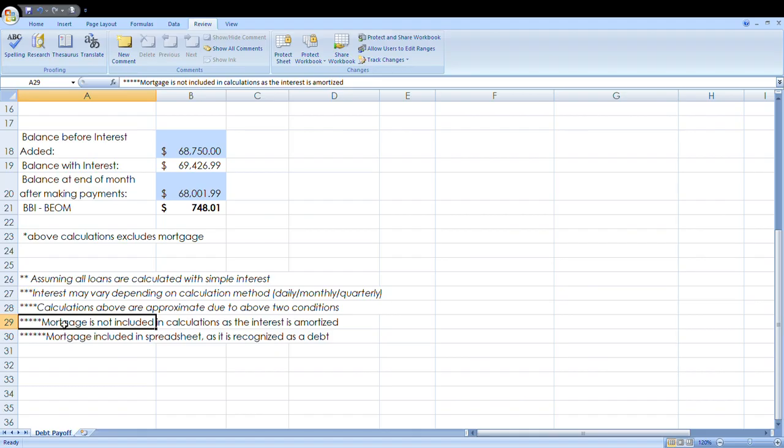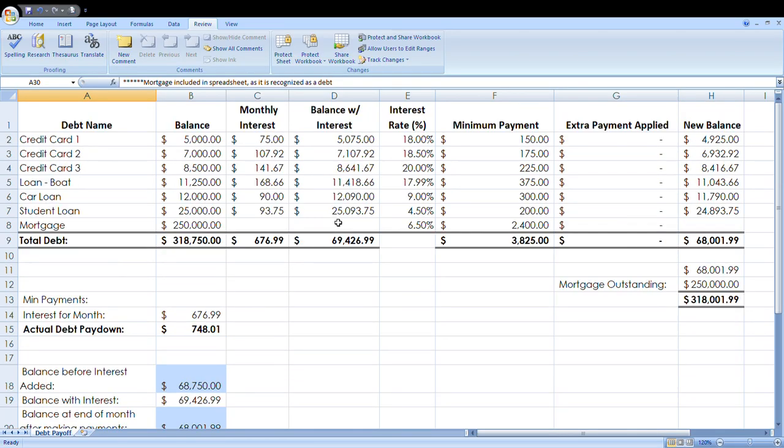But like I said, I just listed the mortgage because you want to recognize it as debt. It's a debt. And if I only had these things on here, it needs to be recognized on here as a debt that we need to get rid of.